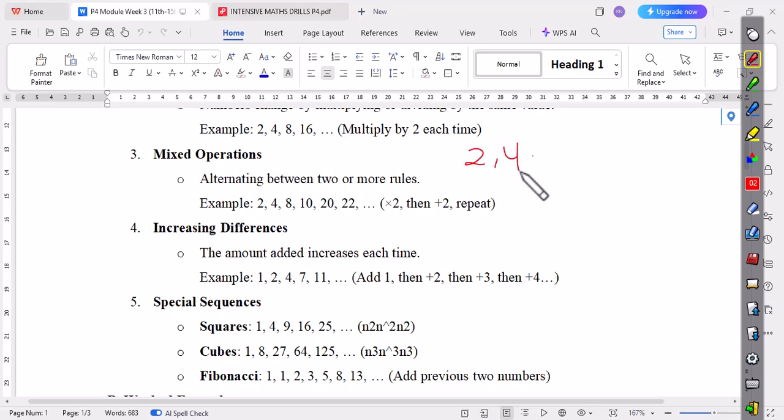2, 4, 8, 10, 20, and 22. So here we have this one must be 2, this one 2, this one 2. And from the 4 and 8, we have times 2, and this one times 2.